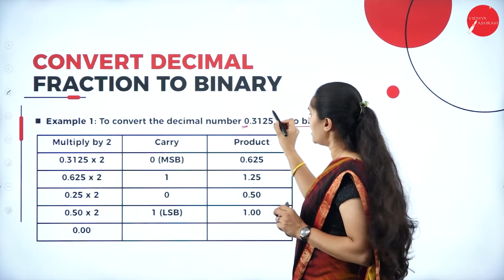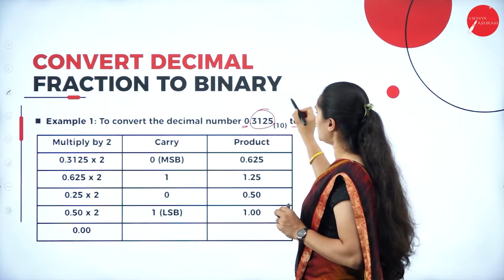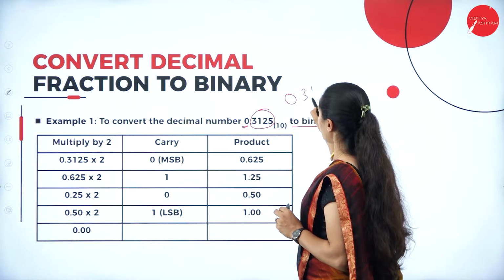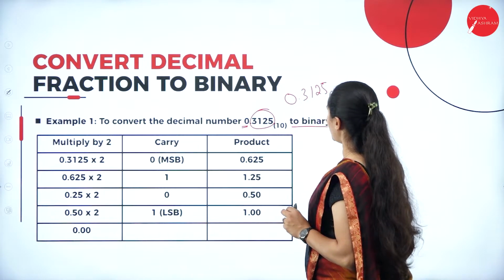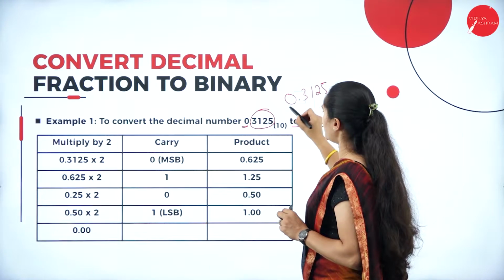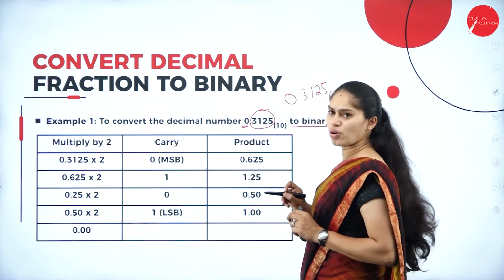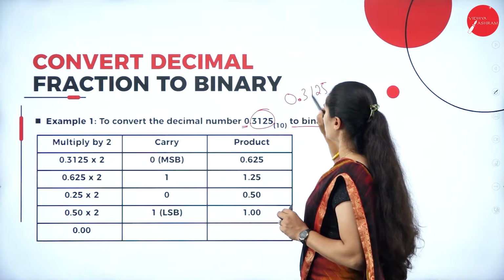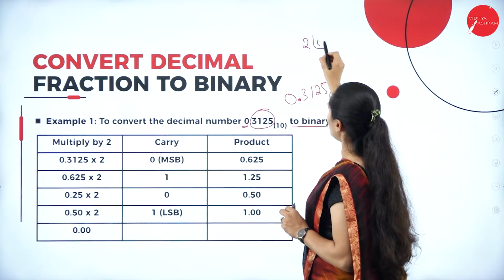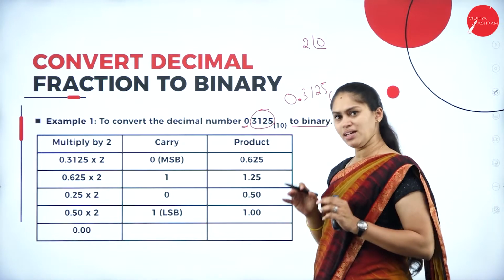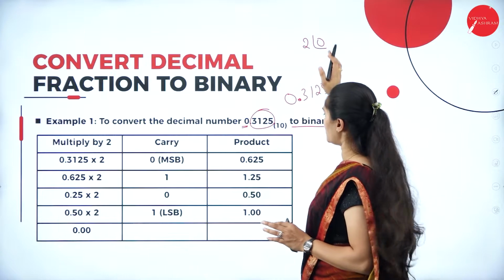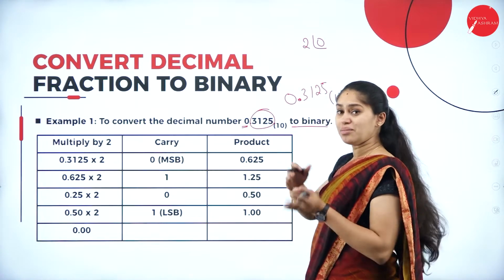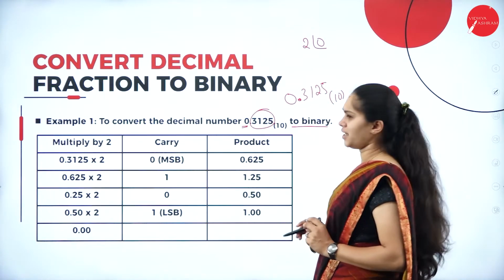0.3125. So here the decimal fraction is what? 0.3125 of base 10. So this 0 is what? Whole number. So no need to divide that by 2. Even if I divide it by 2, the remainder will remain 0 itself. That's why no need to divide here.